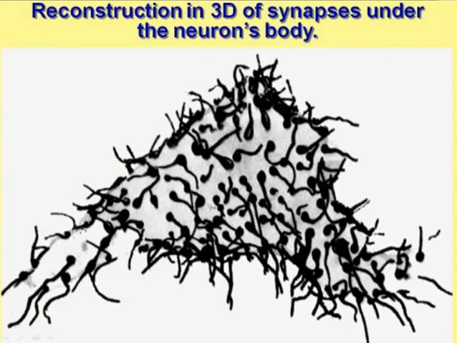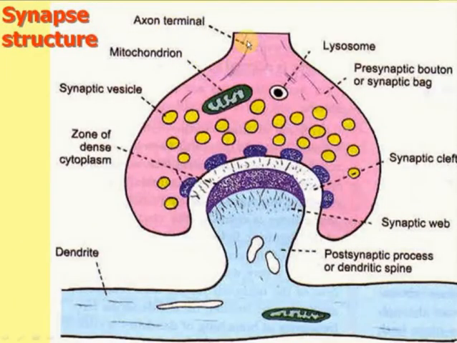This is a 3D reconstruction of synapses on the neuron's body. On the dendrites, there are many more synapses. Every interneuronal synapse consists of a presynaptic part, an extension of the axon, and a postsynaptic part, an extension of the dendrite, usually a dendritic spine. This is the presynaptic and this is the postsynaptic membrane, and between them is the synaptic cleft. In the presynaptic part in the axon, there are many synaptic vesicles containing mediator.